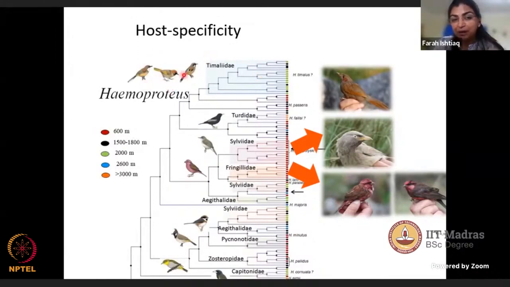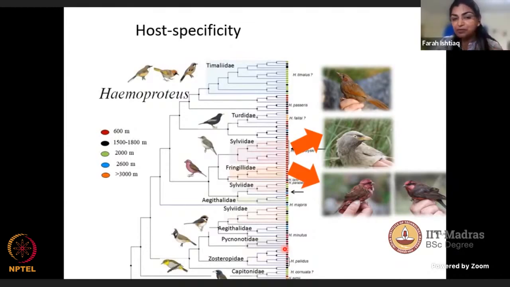So this is, for example, our laughing thrushes. They tend to have their own specific parasites, which are not found in other species. Same for this blackbird group. And then you have these black-throated tits, you have barbets, you have white-eyes. So they tend to carry their own kinds of Haemoproteus parasites. This is not the trend in Plasmodium, which jumps from one species to the other.